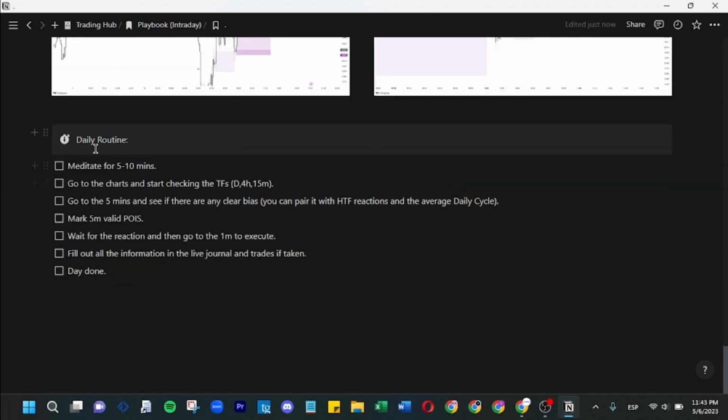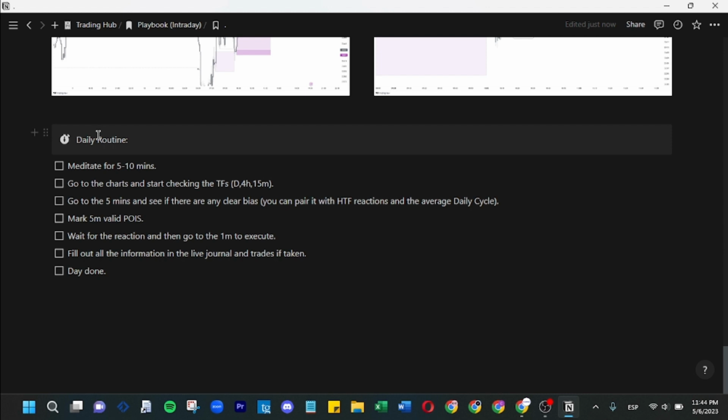And below that, I got my daily routine. For me, I meditate or just have a quick concentration type thing, watching some relaxing videos on YouTube or listening to some sound waves on YouTube. And then after that, I'll go to the charts and look. I look at the daily, 4 hour, 15 minute, right, and then I go to the 5 minutes. See if there are any clear values.